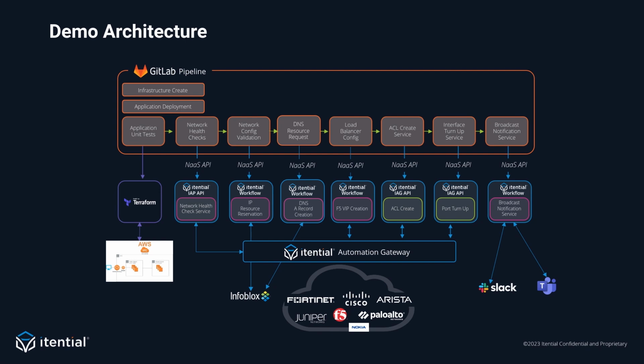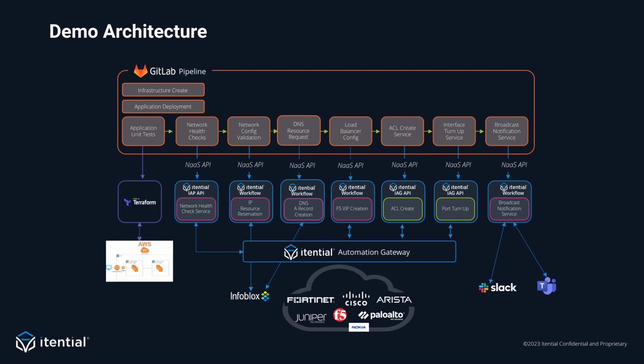Thanks, Morgan. So I think we've got the demo architecture up here at first, and maybe we'll just review this and then get to it. The first thing we'll talk about is what you can see here: an application deployment pipeline. The first three stages are infrastructure create, application deployment, and some unit tests, and then you see a series of different requests, whether it's a network health check or a DNS resource request. And each of these services is actually going to be accomplished by Itential.